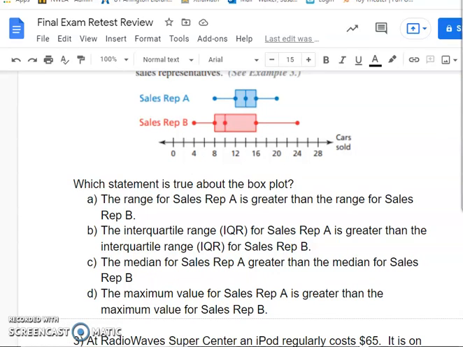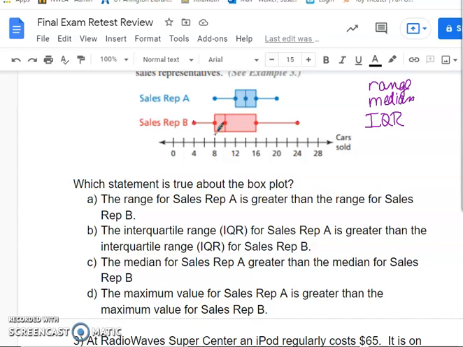So we have range. Range has to do with the end points. We have median, which is the line that's in the box that represents the middle number of the set, even if it's not in the very middle of the box, that's okay. And then we have interquartile range, or IQR. Guys, you subtract the ends of the box for that. So I made sure to choose a box plot where we easily can tell our numbers, okay? Which statement is true about the box plot?